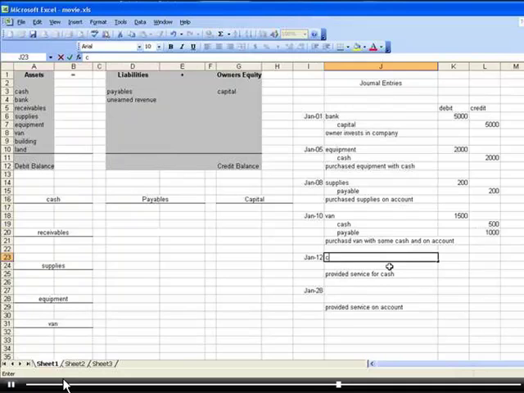Here we provided service for cash, so here cash will actually go up. So it'll be debited, let's say $750. And now this would be a revenue. Now revenue is listed as capital. So we'll go revenue. I'm just going to put capital. We won't do this in the future, but just know that capital will go up. And in order for capital to go up, that's got to be credited.